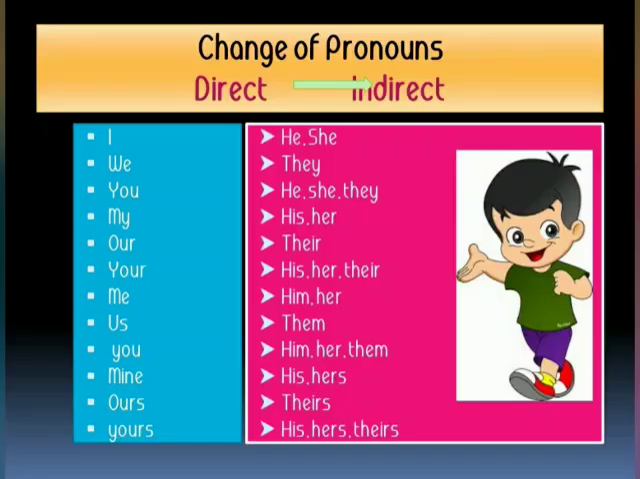In change of pronouns from direct to indirect, I is turned to he or she. We will change to they. You, instead of you, can use he, she, or they. My is changed to his or her. Our is changed to their. Your is changed to his, her, or their. Me is changed to him or her. Us is changed to them.